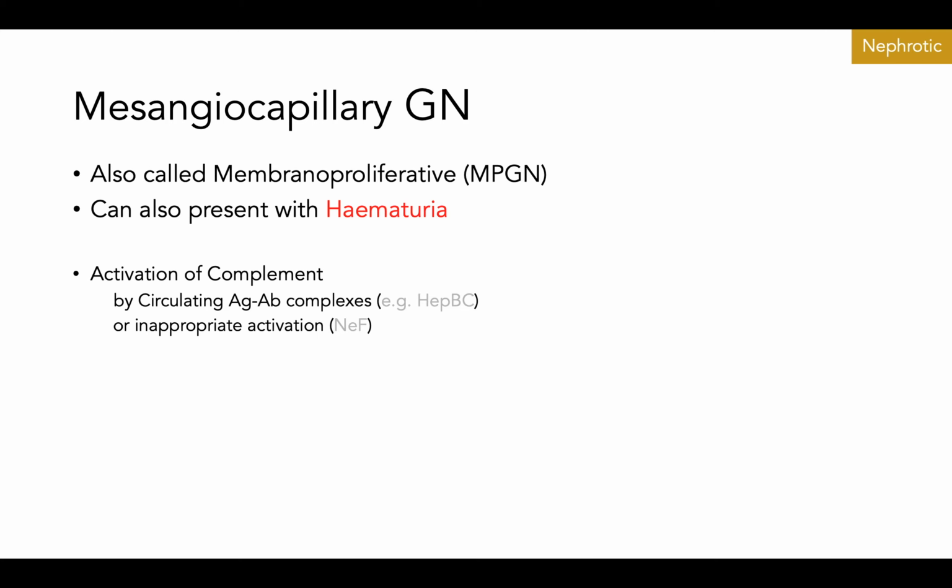which wedges itself in bacterial cell walls, and the hole allows the bacterial contents to leak out. So it's a protein cascade that punches a hole in bacteria and kills them, and it's part of innate immunity. So complement can be activated by the classical pathway, where complexes of antibodies bound to their antigens can activate complement, and this can occur in the setting of a hepatitis B or C infection to cause MPGN. But it can also be activated inappropriately in MPGN, and there is an autoantibody which activates complement, and this is called nephritic factor.